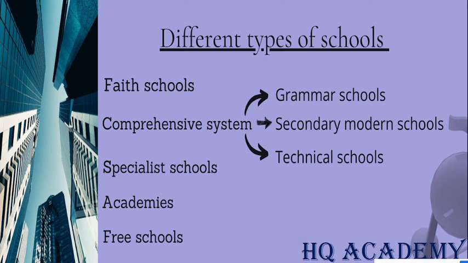The next thing we discussed in our last class was the different types of school. We have the faith school, where you normally learn religious education, and then we have the comprehensive system. The old system in the UK in 1960 was found not to be working well, so they divided it into three types: grammar schools, secondary modern schools, and technical schools. Then the other one is the specialist school, where you learn about a particular kind of field. And then the academies, which can be owned by a private body or the government. The other one, the free schools, are known as charity schools as well.